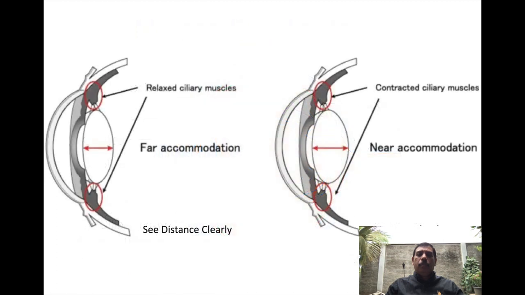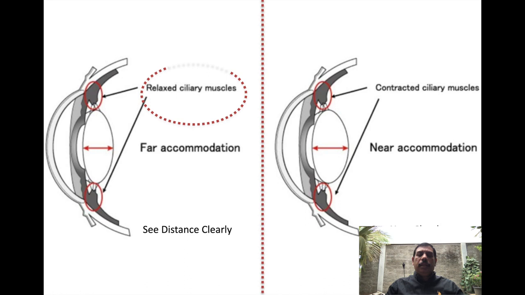I have given two similar pictures on the left and the right hand side. If you concentrate on the ciliary muscle, I have mentioned it here as the relaxed ciliary muscle, which is important for us to see the distance. And if the ciliary muscle is contracted, then you can see the near things very clearly.